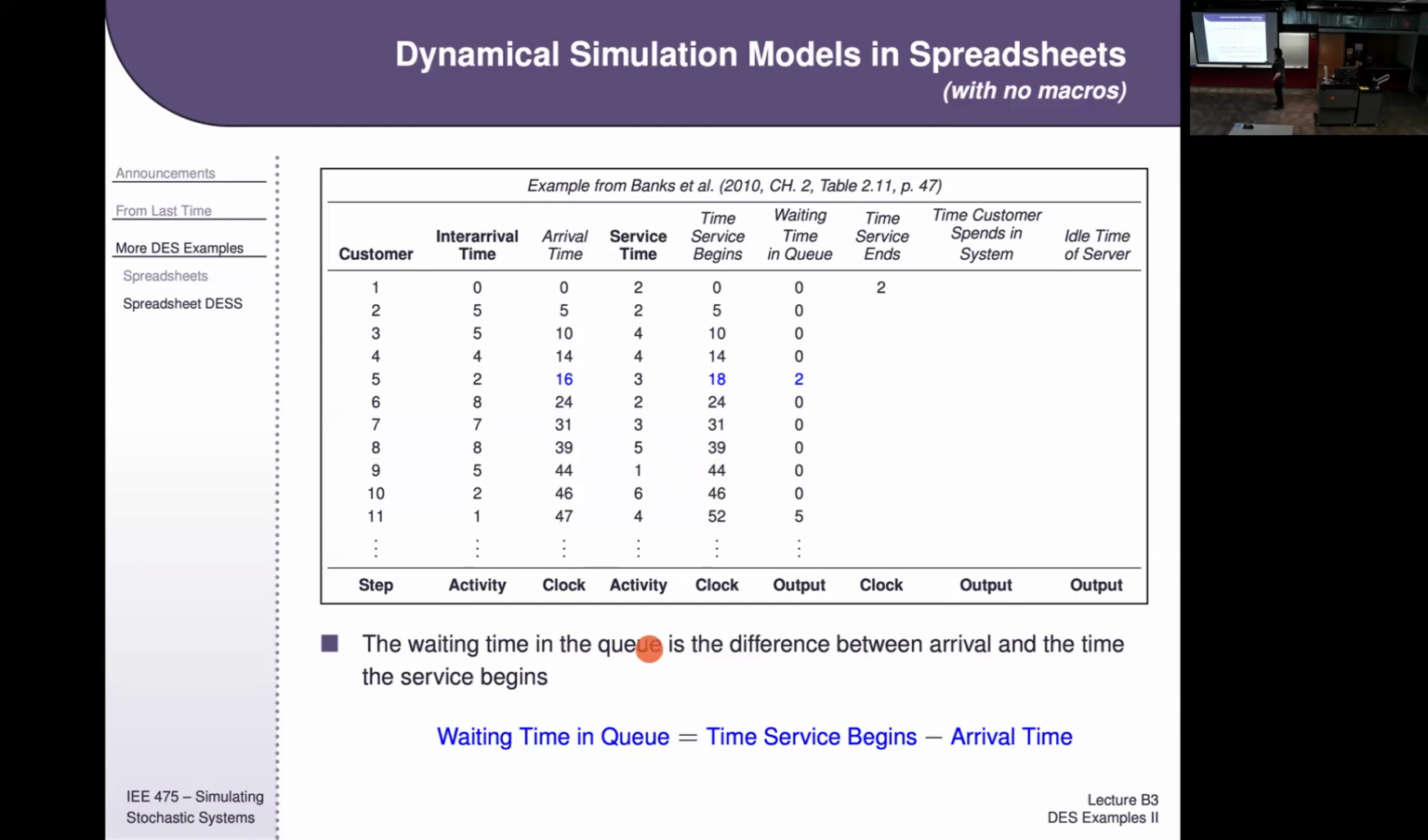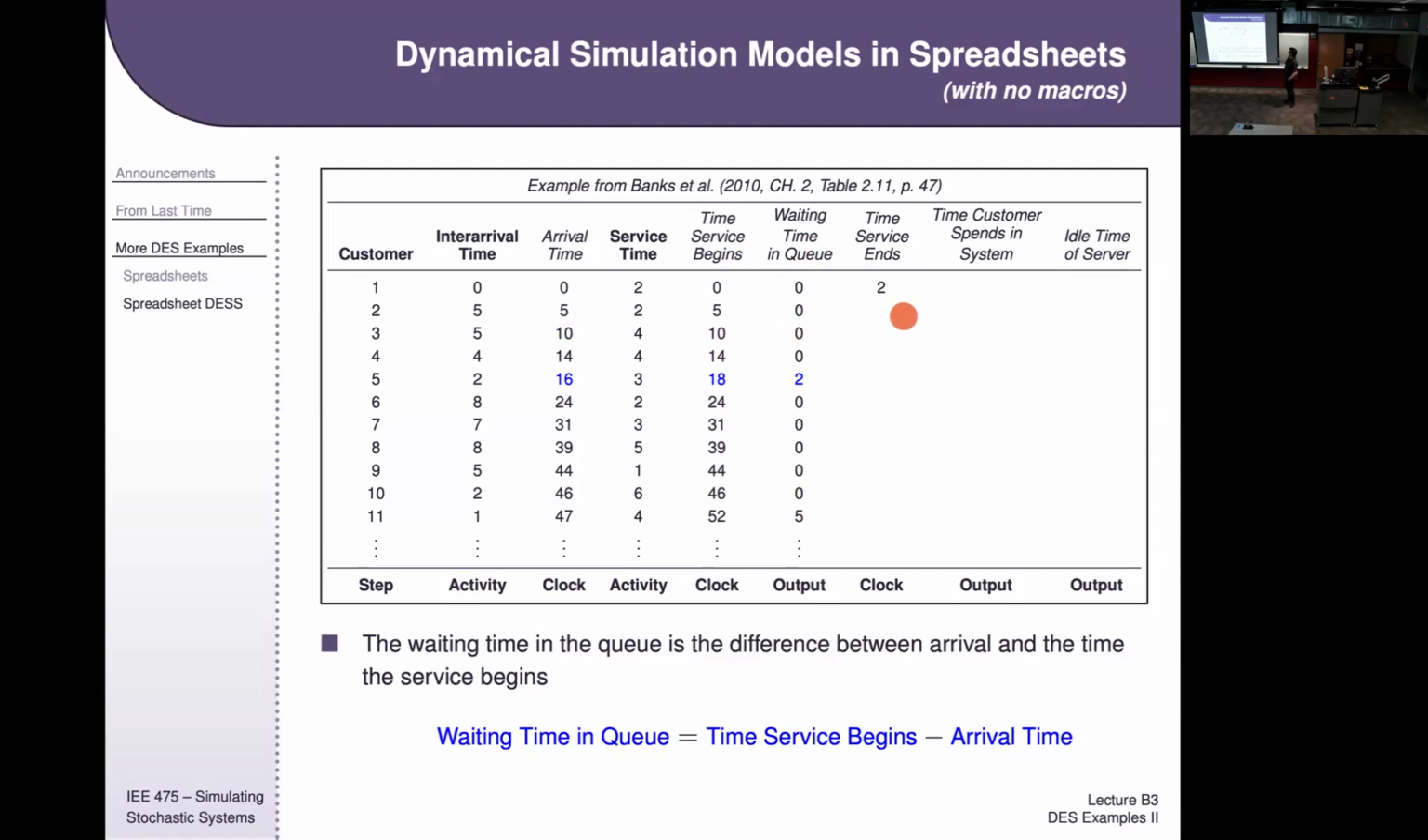And any customer's waiting time in queue is just going to be the difference between when their service began and when they arrived. So for this particular customer, their service began at 18, but they arrived at 16. So the difference between those two is 2. Most of these customers didn't have to wait, so their service beginning time matches their arrival time, and that's why it's 0.